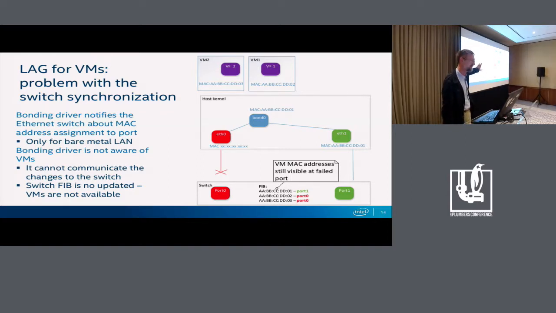Everything is fine, but the bonding driver knows only about the MAC address of the bare metal machine, on the host machine. It does not know anything about the virtual machines. So the switch will see that the host network stack is visible over a different port, but the switch doesn't know about the moving virtual machines, because the switch doesn't even know that there are virtual machines running on the host. They just see some MAC addresses, and they can still see it's on the same port. So we have a certain problem which we didn't have for the RDMA. How are we going to handle that?